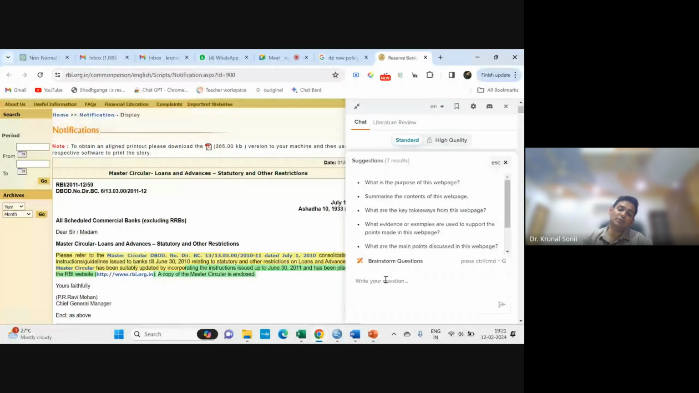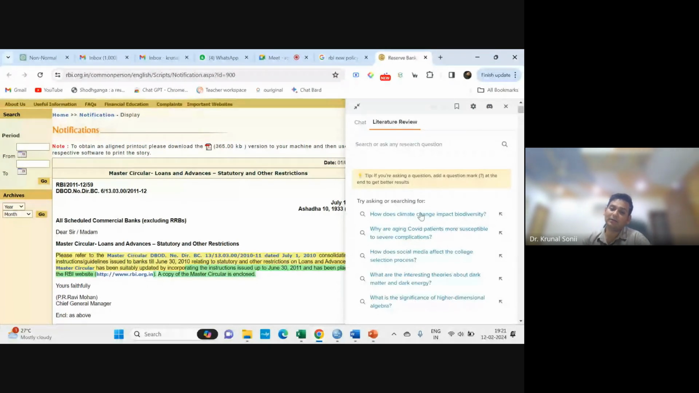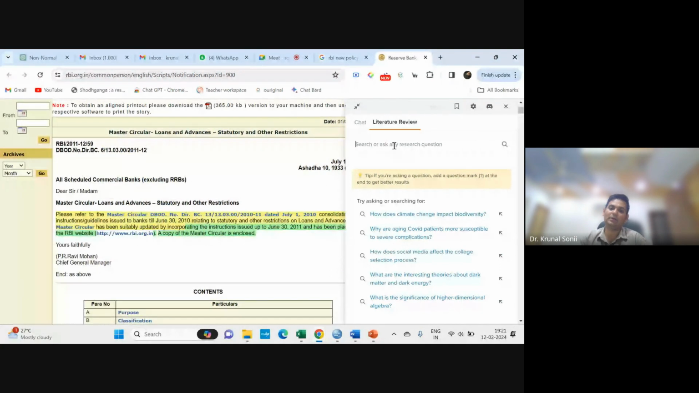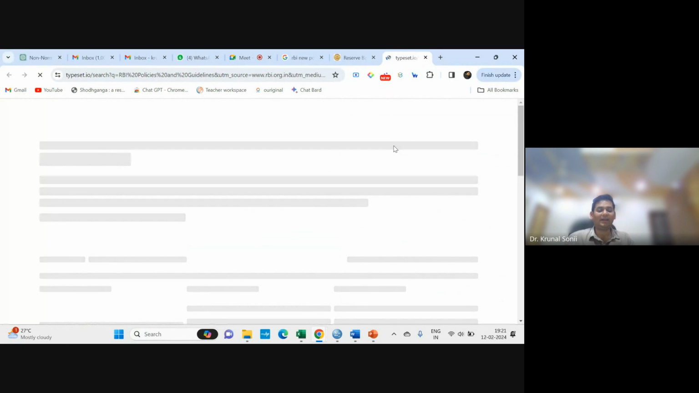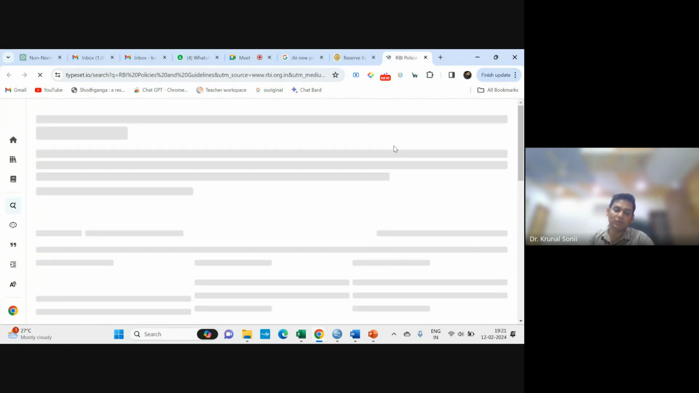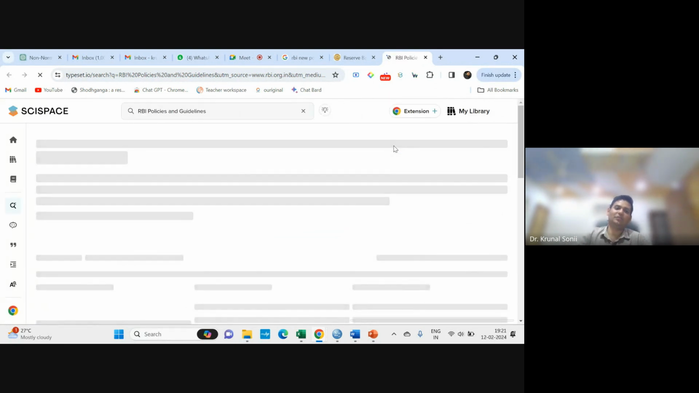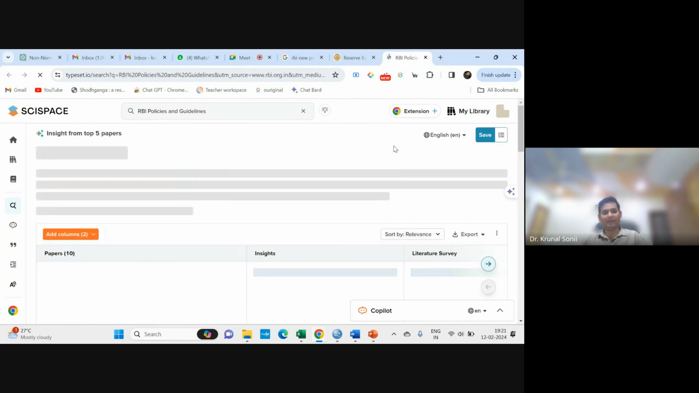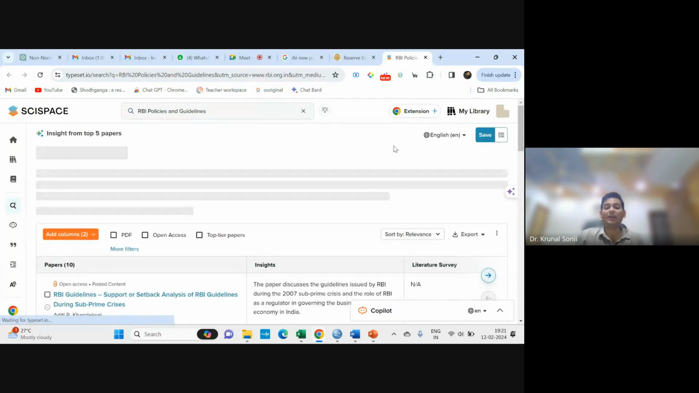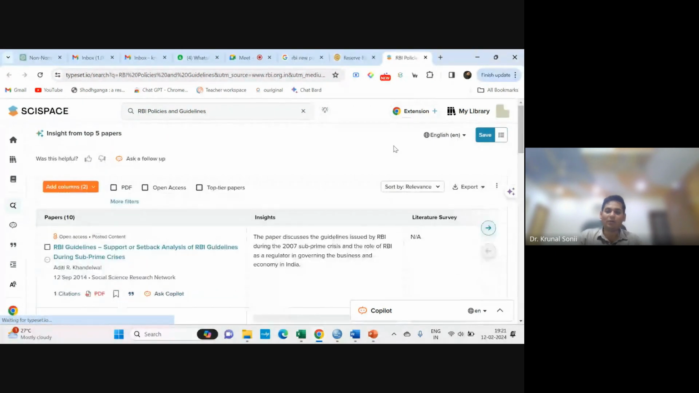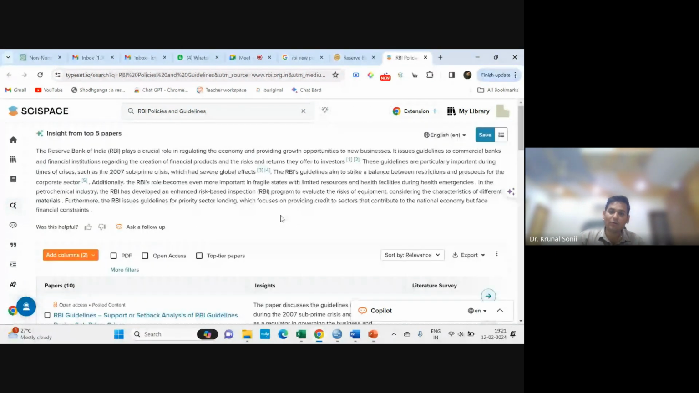Even if you want to find out any literature review for the topic of RBI, you can also find it over here. Right. So you can see this RBI policies and guidelines. So see this Ask AI tool, how it drags us to the new page. Right. So this is Scispace Copilot. Right. Scispace Copilot, very important. So whenever you are going for any qualitative research work, or any literature review, Scispace Copilot will work like finding good content for you.